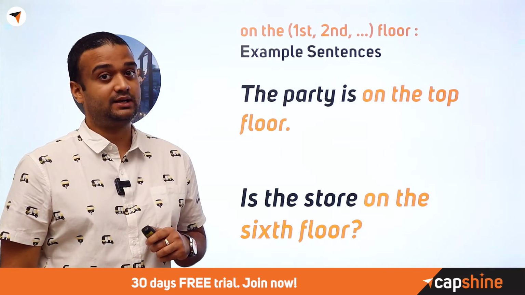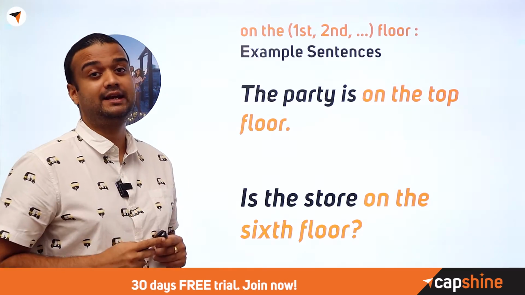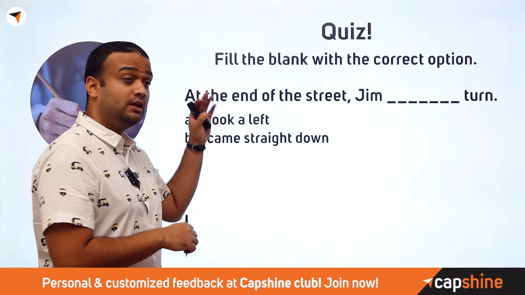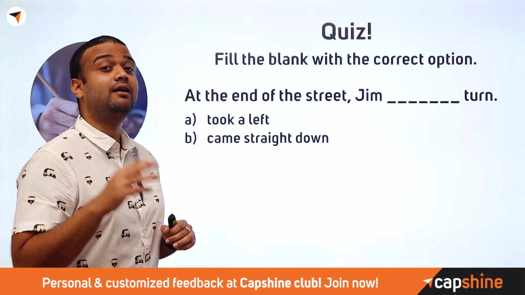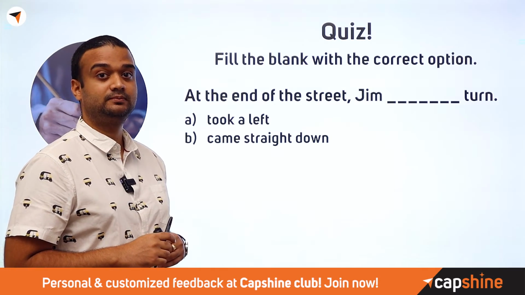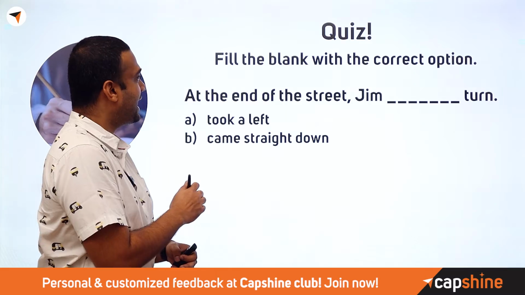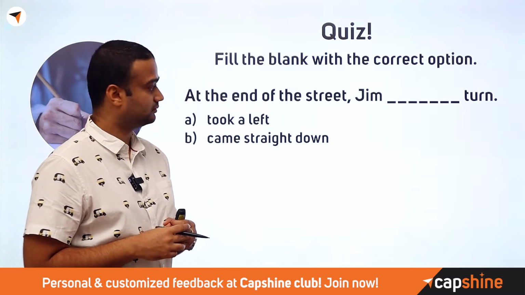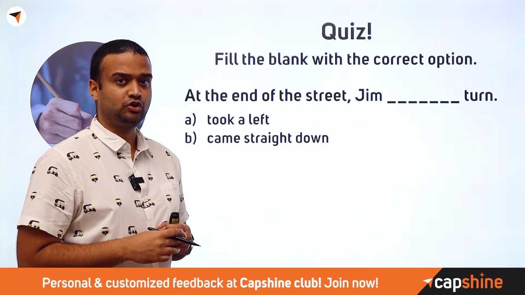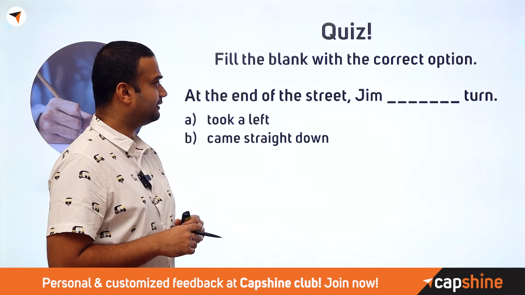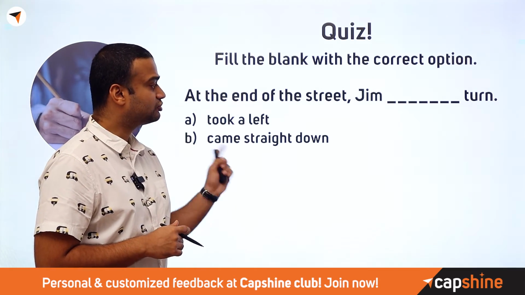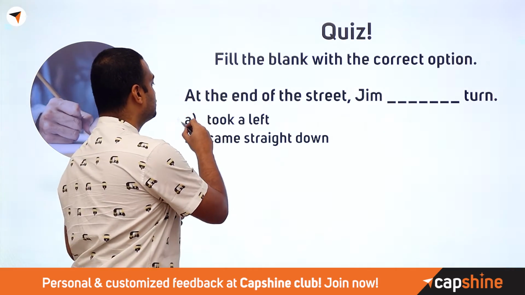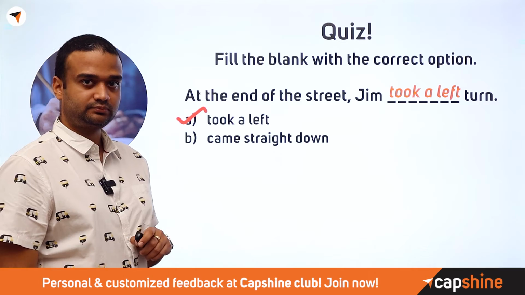Let's test what we've learned and see if we can use the right phrases in the right context. For example, you can pause the video to solve this and unpause it to hear the explanation. Alright, at the end of the street, Jim blank the turn. Which do you think it could be? Took a left turn or came straight down the turn? Of course, it took a left turn.